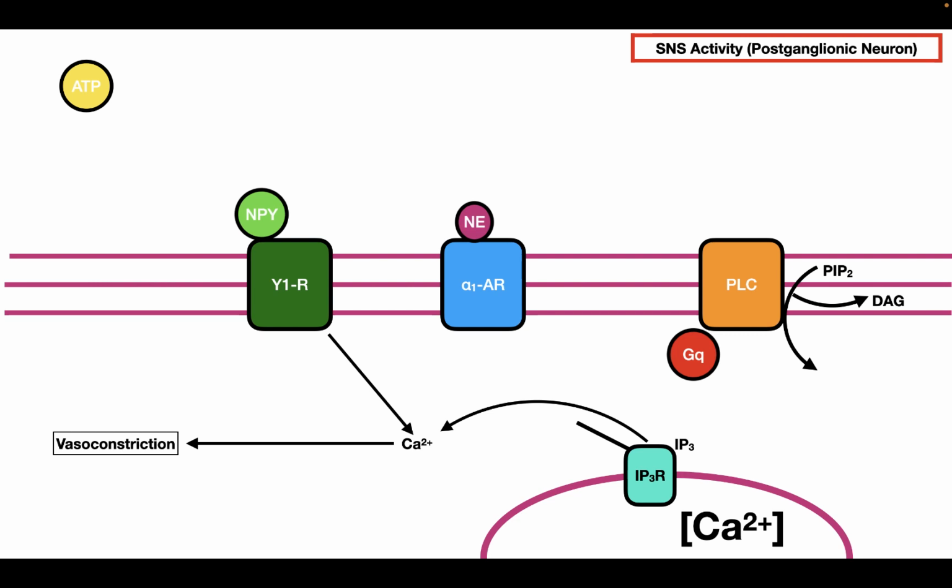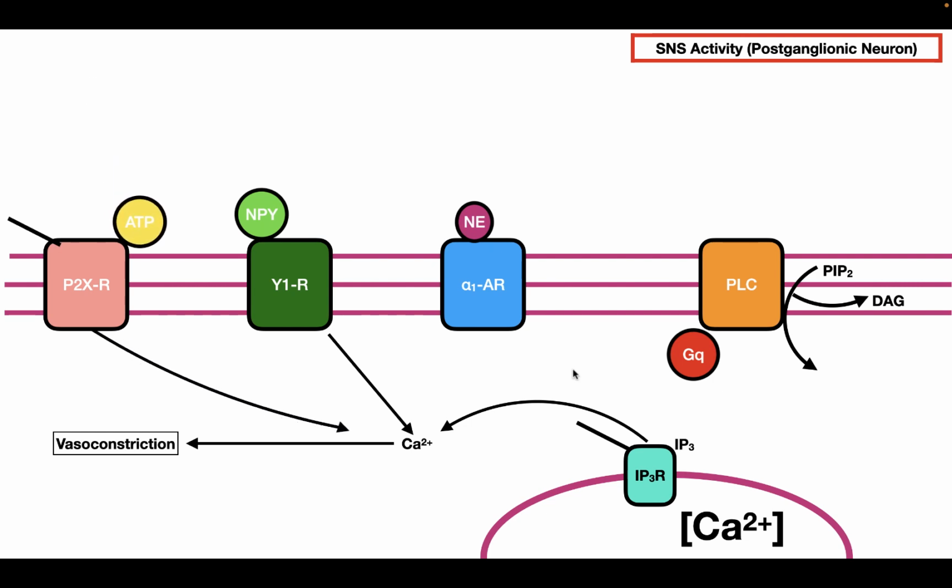ATP is stored in the same vesicles as norepinephrine is, and ATP, when it's released into the synapse, will bind to a ligand-gated ion channel called the P2X receptor. The P2X receptor, when it binds to ATP, will open, allowing sodium and calcium to flow into the cell. And when you have an increase in calcium, this leads to vasoconstriction. So these 3 signaling molecules, when they interact with these receptors, produce vasoconstriction or constriction in smooth muscles.